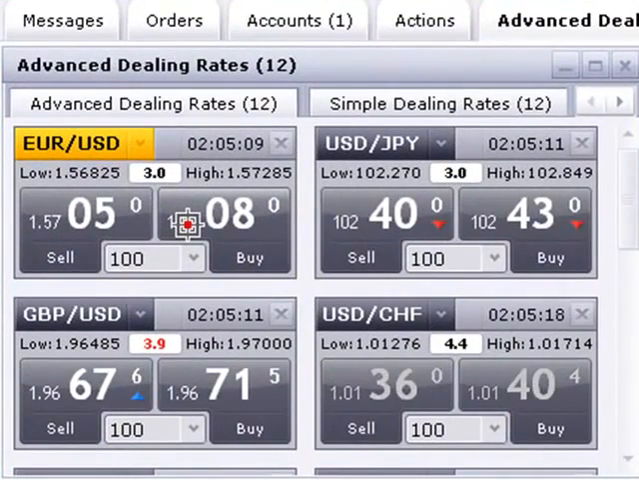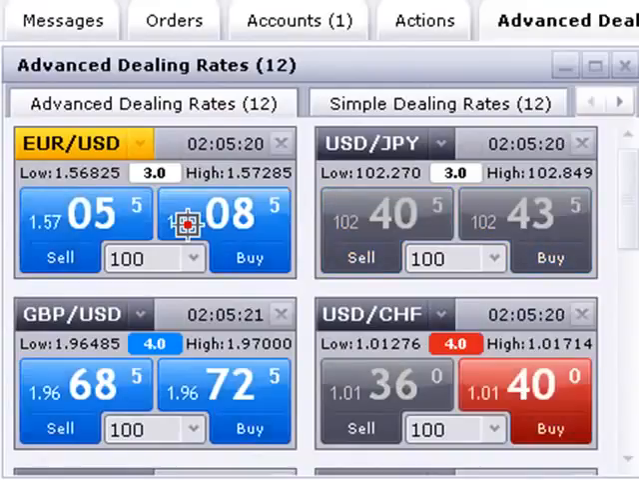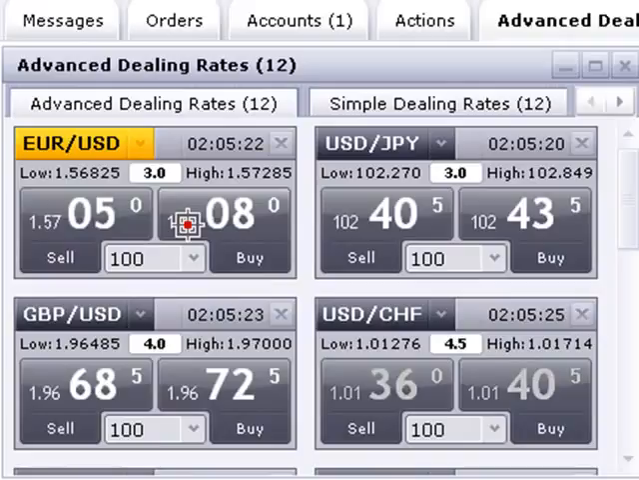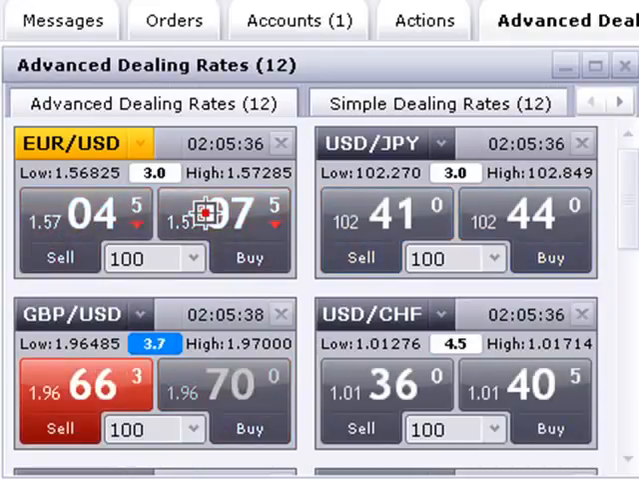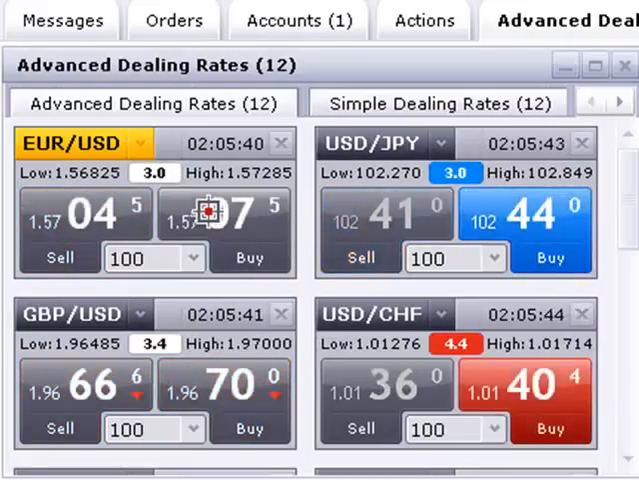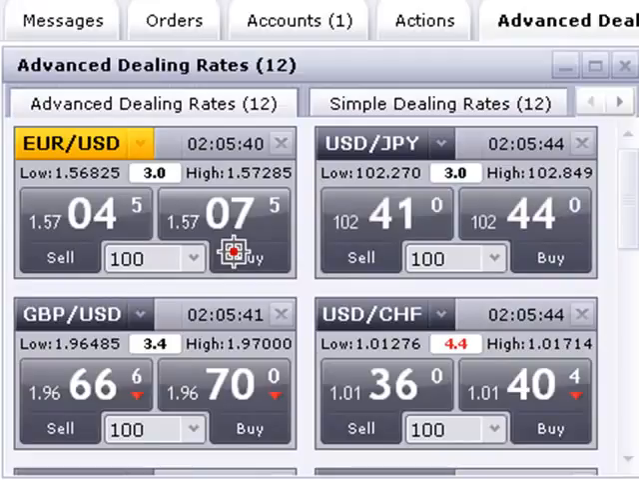The first thing that's important to understand about trading the foreign exchange market is that currencies are quoted in pairs. Another way of looking at this is that the value of a currency is always determined by comparing that currency with another currency. For example, the first currency that you see here in the dealing rates window is the Euro-US dollar currency pair. And as of this lesson, the Euro dollar is trading at 157.07.